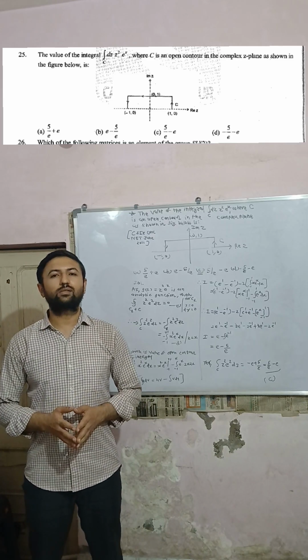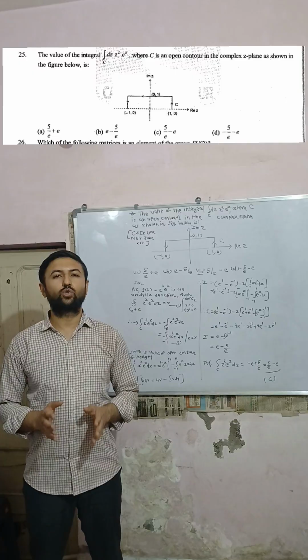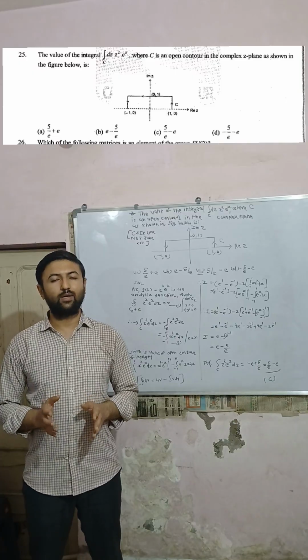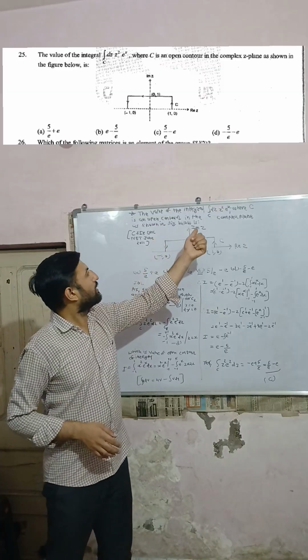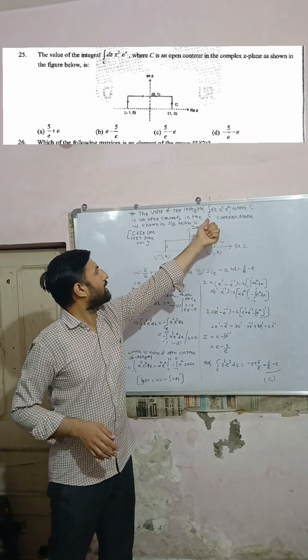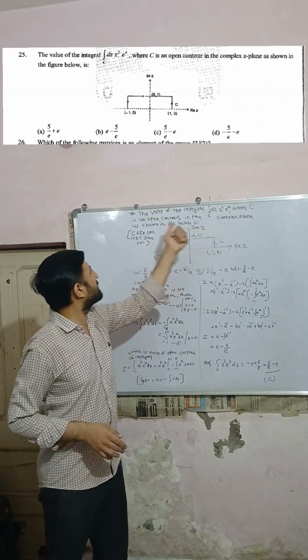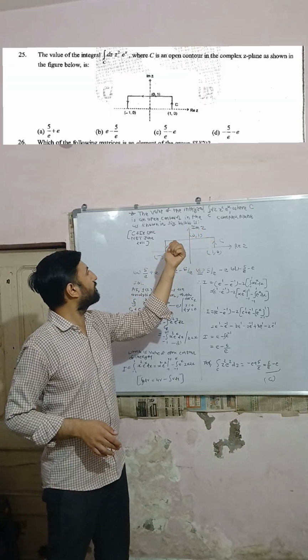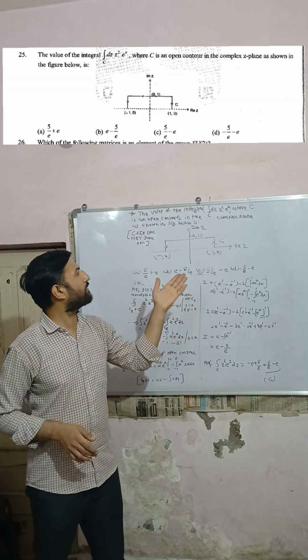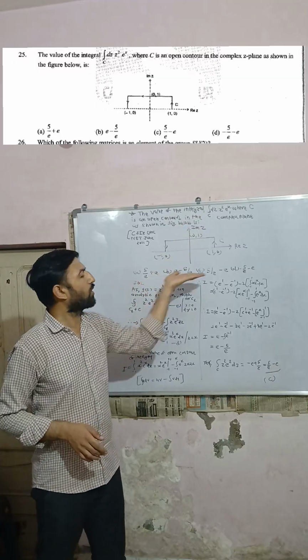This question was asked in UGC CSIR NET June 2011's paper. Let us see how one can solve this question. The value of the integration ∫_C dz z² e^z, where C is an open contour in the complex plane as shown in this figure. We have to find the value of this integral from these four options.